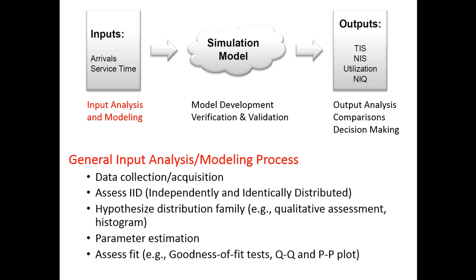So the general input analysis and modeling process can be summarized as follows. The first step is, of course, data collection or data acquisition. Once we have the data, we need to assess whether the data are independently and identically distributed. This is because most of the statistical analysis that we perform on the data is based on the assumption that the data are IID. The next step is to hypothesize the distribution family that represents the data well.